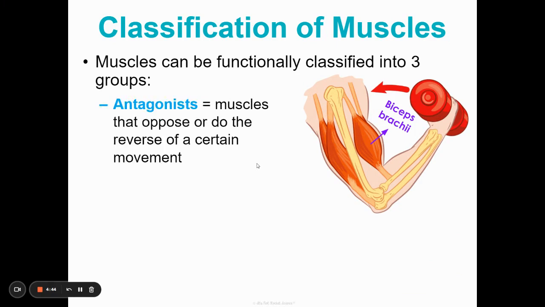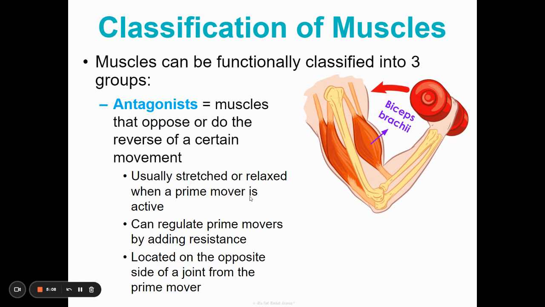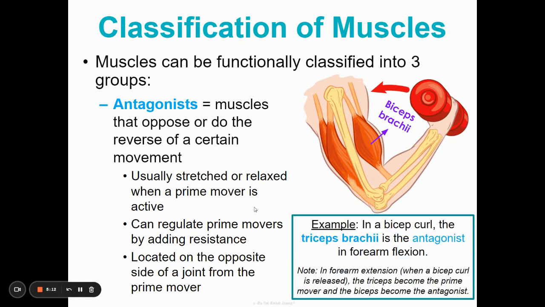And then we've got our antagonists. And these are the guys that work against our prime movers, so they oppose or reverse a certain movement. They are usually stretched or just relaxed whenever the prime mover is active. They can also help regulate or give structure to prime movers by adding a little bit of resistance. And they're always located on the opposite side of the joint from the prime mover.